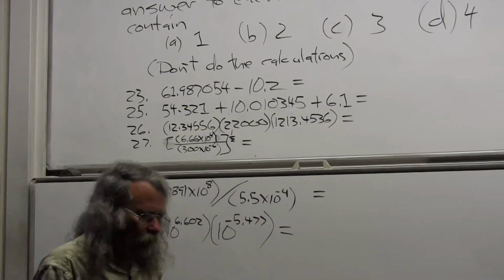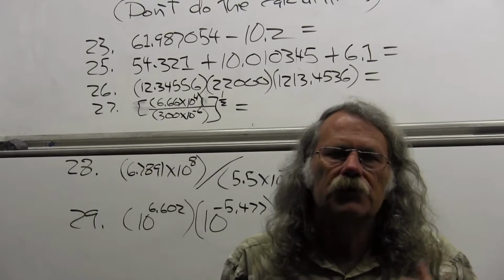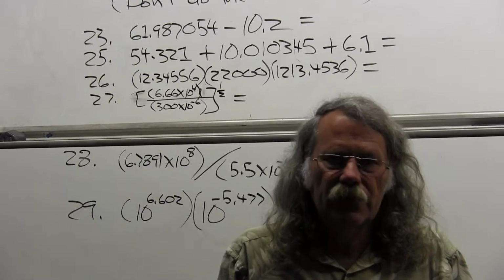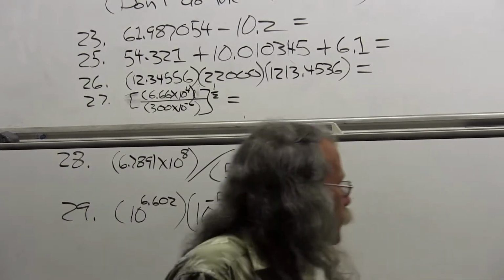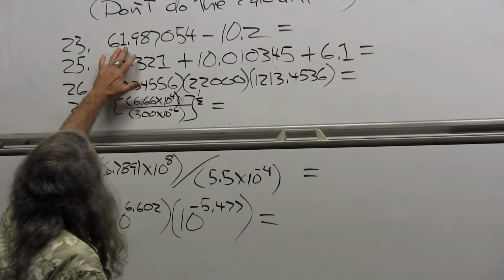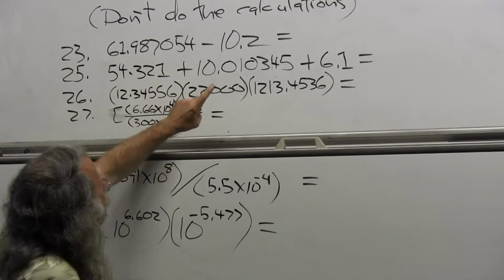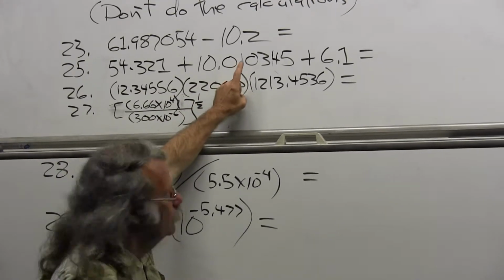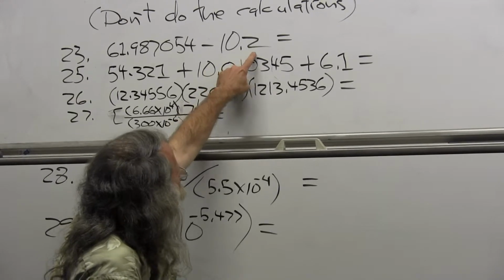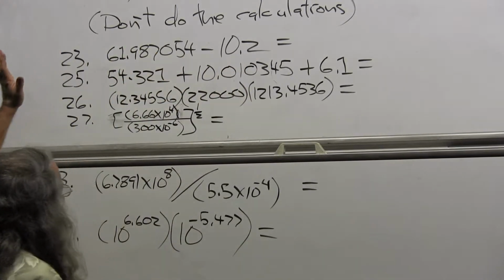With addition or subtraction, the final result can contain no more digits to the right of the decimal than the fewest of any of the summands. In this case, I'm looking at 61.987054 minus 10.2, which has the fewest to the right of the decimal. The second term here has only 1 to the right of the decimal. This one has 1, 2, 3, 4, 5, 6 to the right of the decimal.